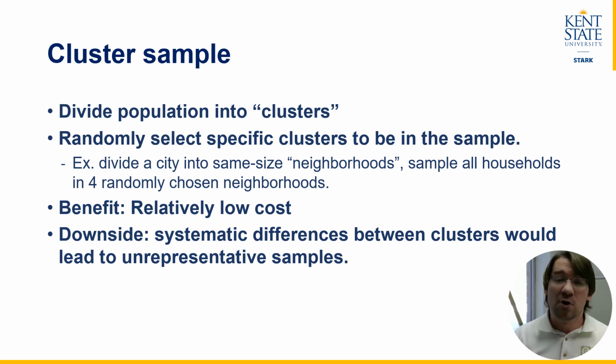For example, we might divide a city into same-sized neighborhoods, and then sample every household in each of 4 of those randomly chosen neighborhoods. The big benefit to cluster sampling is that it's often relatively low cost.